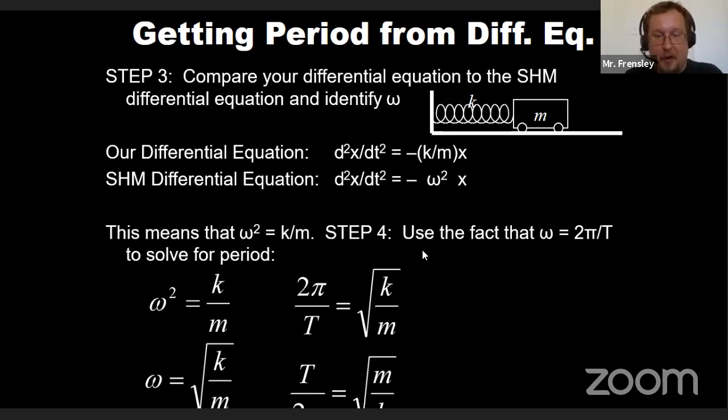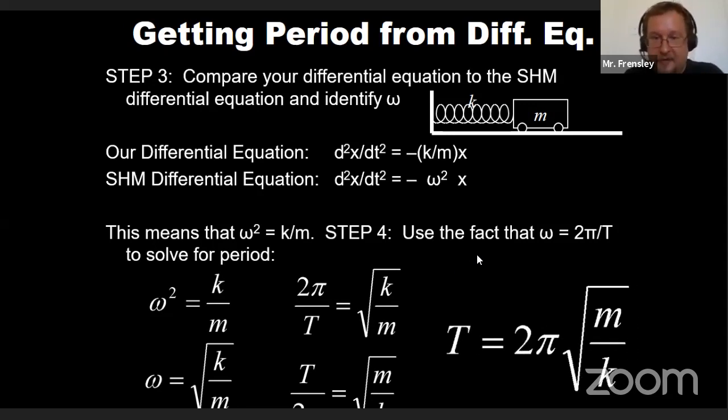And if you've studied simple harmonic motion before, there it is. T equals 2 pi radical m over k. So that's the process for figuring out the period of a simple harmonic oscillator. You write a Newton's second law equation, make it look like the differential equation, pull out the omega squared, square root it, and then solve for the period.